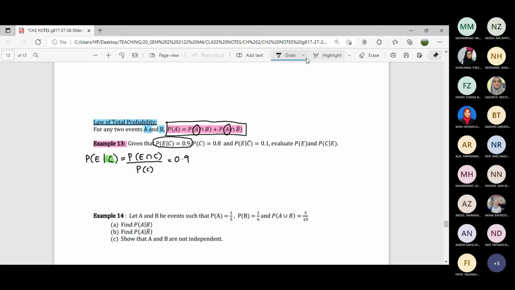The second information is P(C) equals to 0.8. So daripada sini kita dah tahu dah P(C) equals to 0.8. Okay, so lepas ni you boleh dapatkan P(E and C) equals to 0.9 times 0.8. So the intersection will be 0.72. 0.72. Okay, daripada second information.